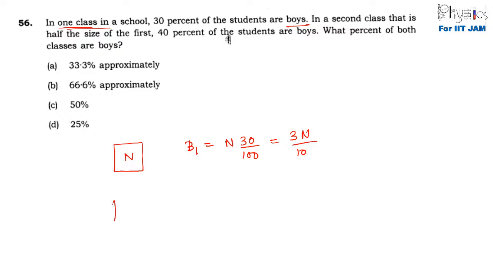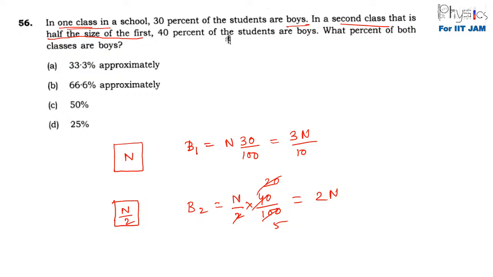And another class having half the size of the first, right? That is, the total number of students is n by 2. So B2 is n by 2 times 40%, means 40 by 100, that is 4n by 20, so this is 5, right? So this is n by 5.